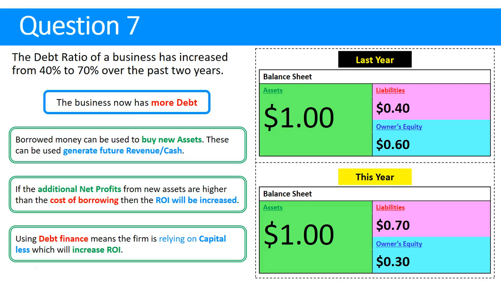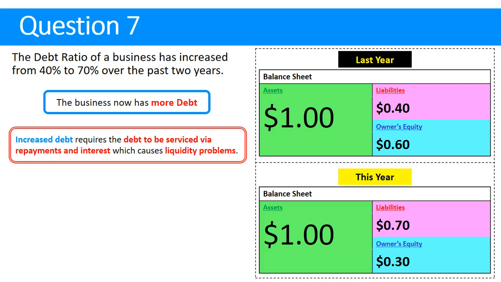Using debt finance means we're relying on capital less, which will increase ROI. So what does that mean? Well, last year we had 60 cents in every $1 of owner's equity, and now it's 30. So if that number's smaller and we're making a profit, our actual ROI will go up based on the calculation of ROI. Again, it's good to know how ratios are calculated so you can talk about them.